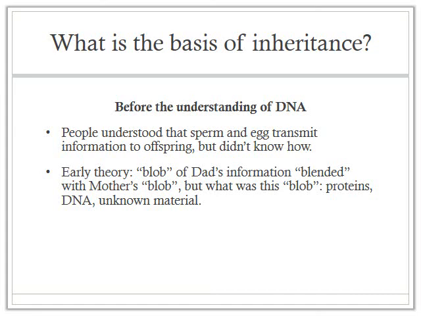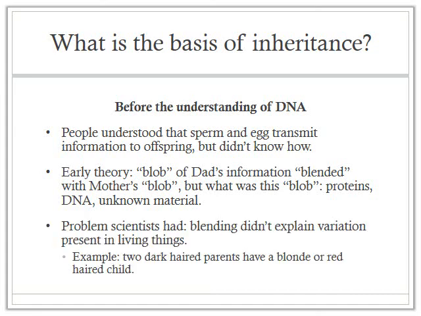Was it proteins? Was it the DNA? Was it an unknown material? And the problem that the scientists had was the variation amongst the offspring from the parents. If you took two of the same thing, why could it sometimes be different? So if you took two parents with dark hair, why could you still possibly get a child with red hair or blonde hair? This variation didn't make sense to them.